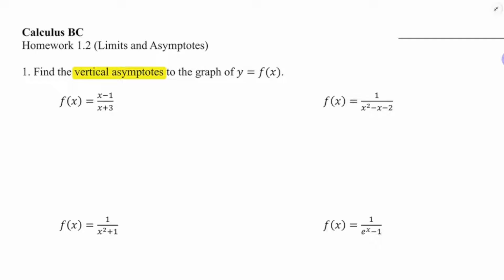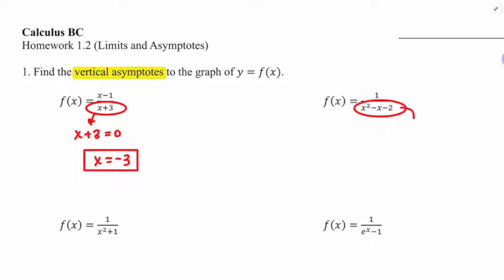Okay, so what we're going to do for these is grab the denominator of each of these, set it equal to 0, and get some x values. So this would have a vertical asymptote when x plus 3 is equal to 0, and that's where x equals negative 3, and that's also the equation of the vertical asymptote. And over here, same idea. We're going to grab the denominator, take it over here, and set it equal to 0.